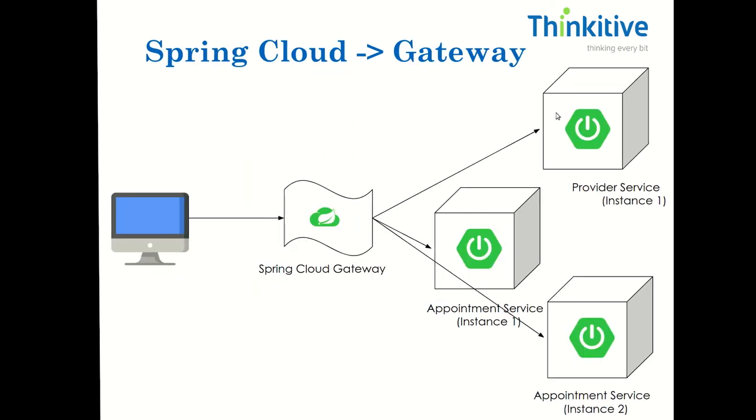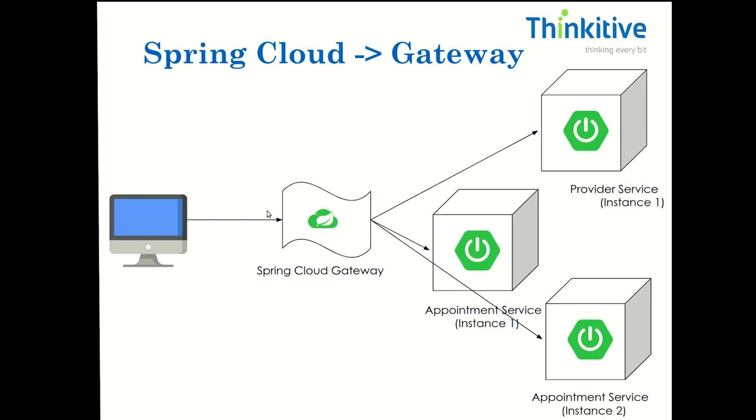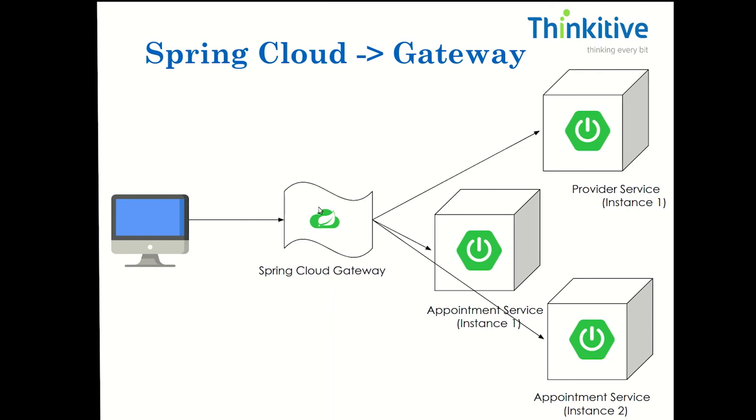In this case, the client wants to communicate with the provider service or appointment service, but instead of communicating with the services directly, it talks to the Spring Cloud Gateway, and its sole responsibility is to delegate the request to the particular microservice and get the response back to the client. So what are the advantages of Spring Cloud Gateway? We are opening a minimum number of ports to hackers in terms of security. Plus we can implement a robust authentication and authorization mechanism at a single place, that is Spring Cloud Gateway. So those are a few advantages of Spring Cloud Gateway.